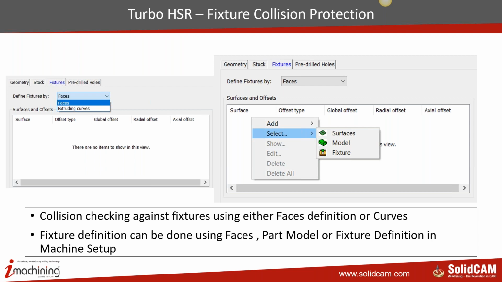You can also provide an offset to it, whether it's global, radial, or axial offset. Based on the offset that you have provided, it will leave that much area and move to the other area. It will not machine the area where the fixtures are. For example, you have clamps. So it will leave the area for the clamp and it will machine everything else.